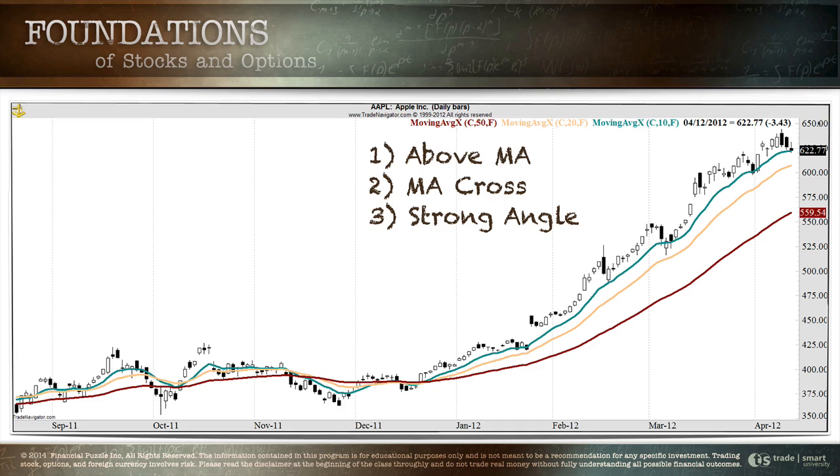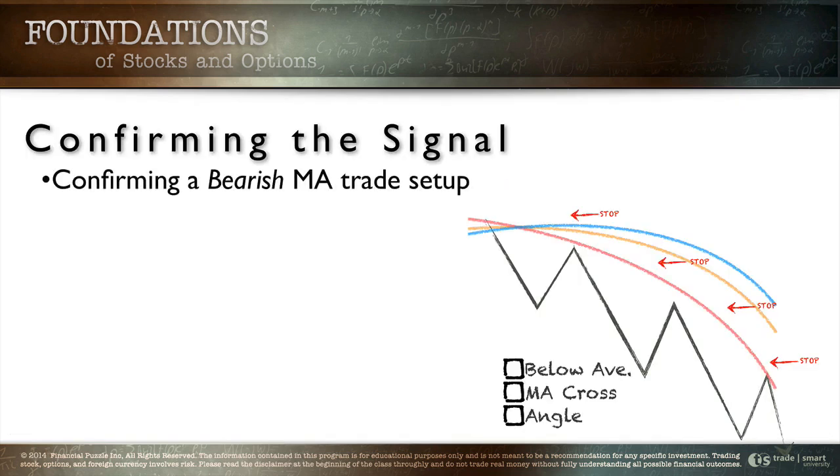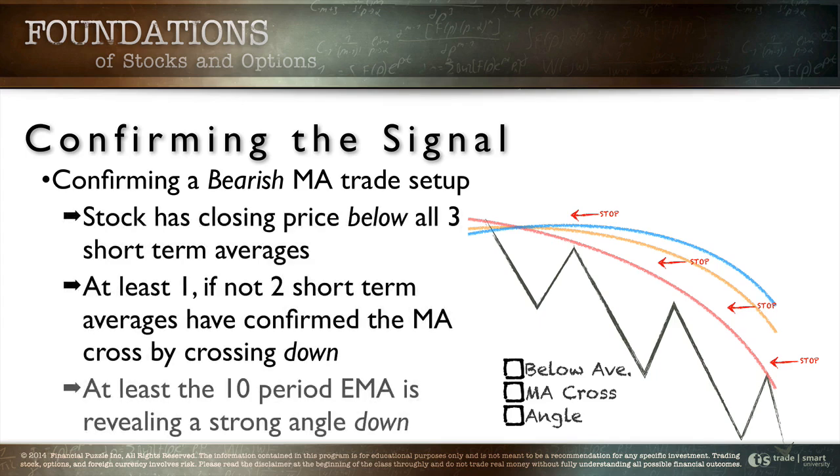Now, for the bearish trade, it is exactly the opposite. Here's how we confirm the bearish trade setup. The stock has closed below all three short-term averages. Check. At least one, if not two, short-term averages have confirmed the moving average cross by crossing down. Check. At least the 10 period exponential moving average is revealing a strong downward angle. Check. When you have all three of these happening, you've got a confirmation that the probabilities are very high that you have the beginning of a new bearish trend.